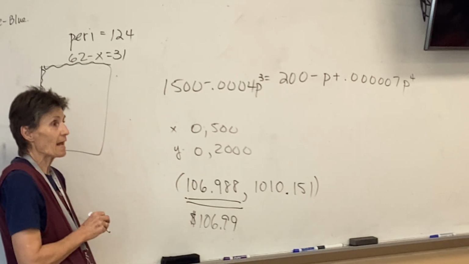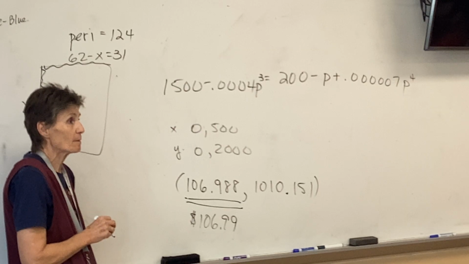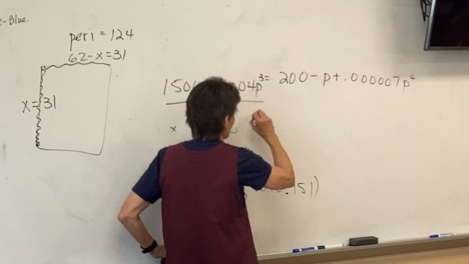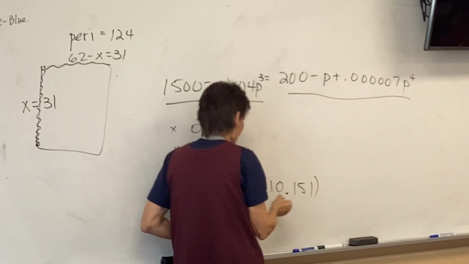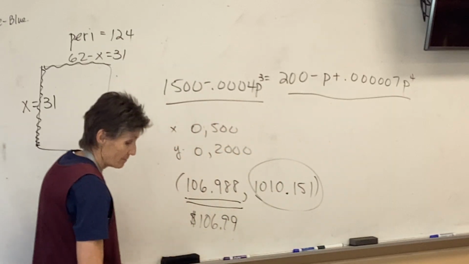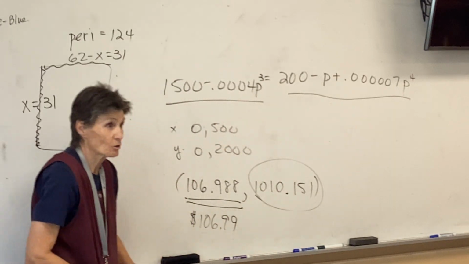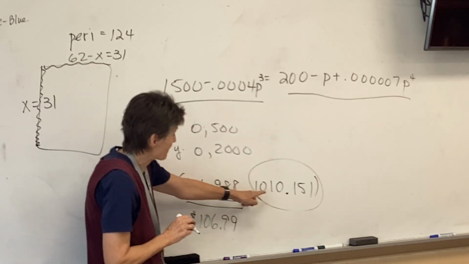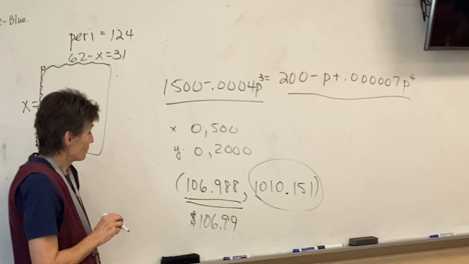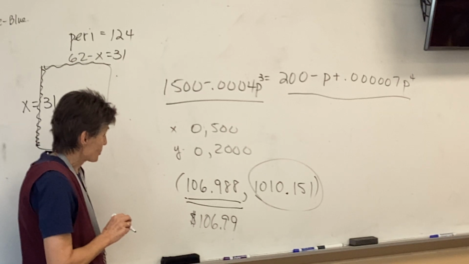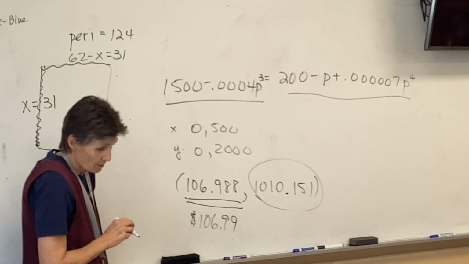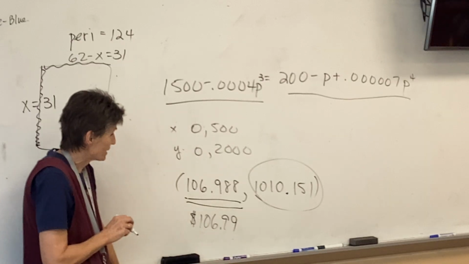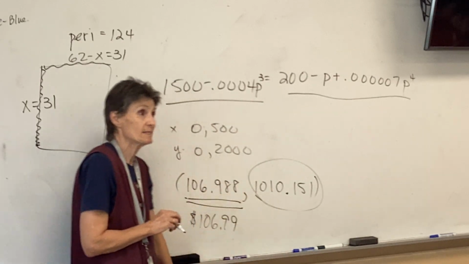The number of sandwiches actually sold will be the demand. And the demand is either this or this, they're the same, it doesn't matter, and that's this number right here. That's your demand. It's also your supply. That is the value where they are equal. So you're going to sell them for $106.99, and you're going to sell 1,010 of them.